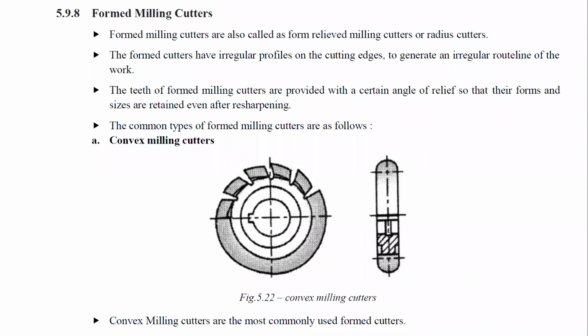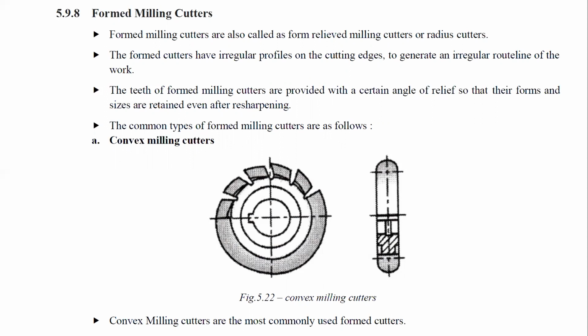Next one is formed milling cutters. Formed milling cutters are also called form relieved milling cutters or radius cutters. The form cutters have an irregular profile on cutting edges to generate an irregular contour on the work. The teeth of formed milling cutters are provided with a certain angle of relief so that their form and size are retained even after resharpening.